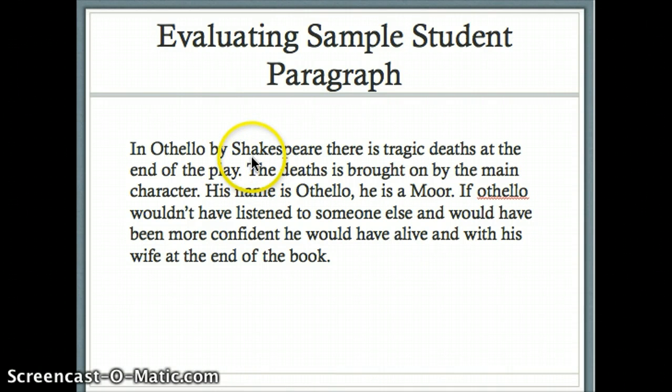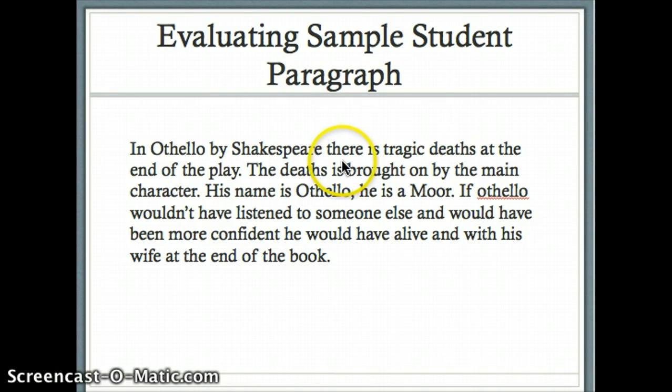And then if you're mentioning the author for the first time, you should use the full name. So William Shakespeare would be a better way of introducing the author. And then if you keep talking about the author through the rest of the paper, the last name is fine. So just use the author's last name.